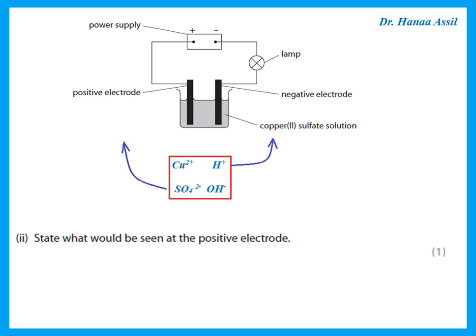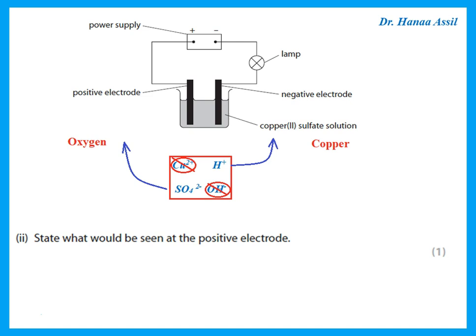Remember that the negative ions go to the positive. The positive ions go to the negative. Then we have a choice of which one will react. So if sulfate and hydroxide go to the positive, which one will react? If we have a choice between sulfate and hydroxide, it is the hydroxide that will react. If we have a choice between Cu 2+ and H+, it is the Cu 2+ that will react. And if the hydroxide reacts, it gives oxygen. And if the copper 2+ ions react, that will give me copper.